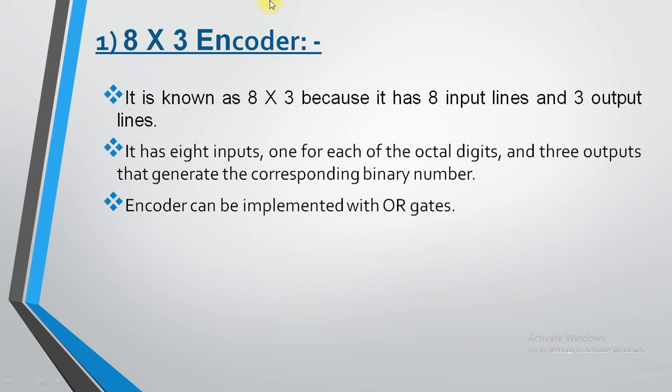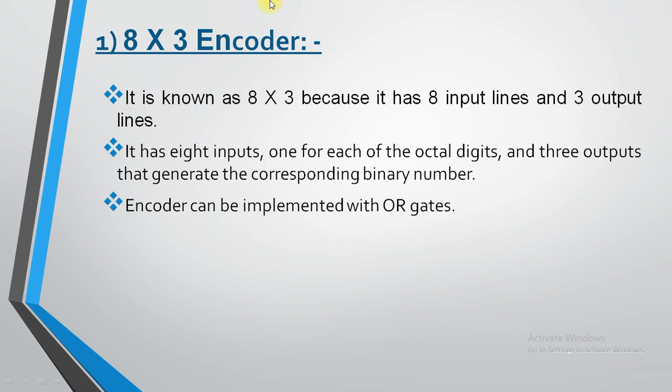Now, decoder can be implemented using AND gate. Yes or no? Now, encoder can be implemented using OR gate. Let us repeat these 3 points once again.